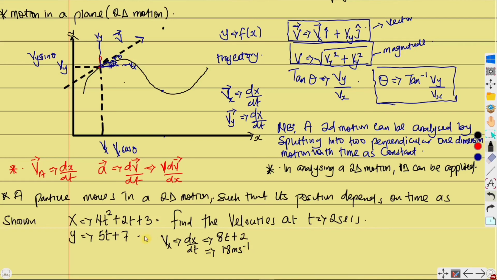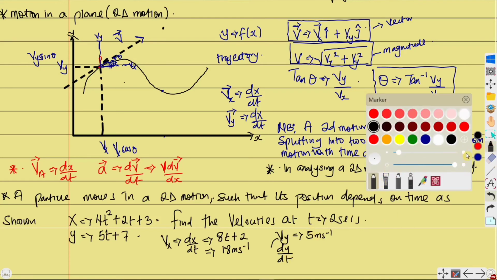Similarly, the velocity in the y direction, which we call Vy, will be equal to, differentiating, 5, and that is the answer. No need to substitute anything. That is 5 meters per second. Vy is also equal to, for those who want to write in full, dy by dt. So when you differentiate that, that is how we come about these two answers.